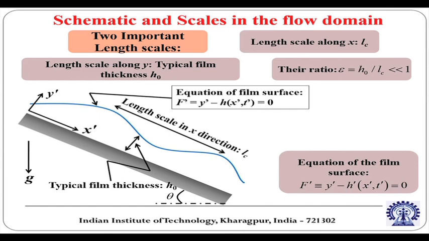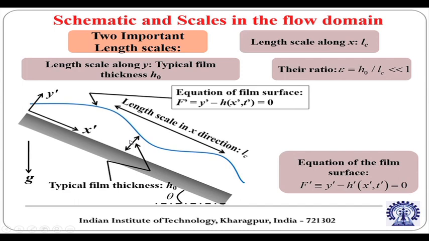So, to recapitulate, the basic difference between the rigid surface and the thin film problem is that this blue surface is not a rigid surface, it is a free surface. It is evolving with position and time. Typical length scales: epsilon is equal to h naught by L 0. What is h naught? H naught is a typical film thickness.